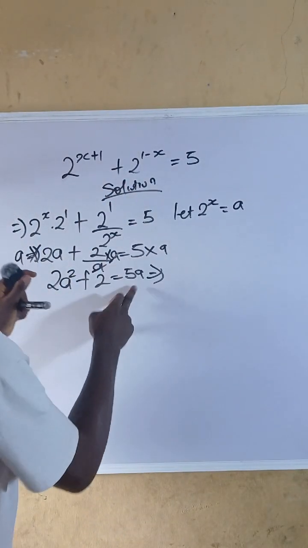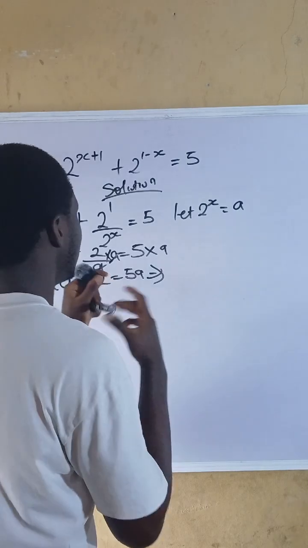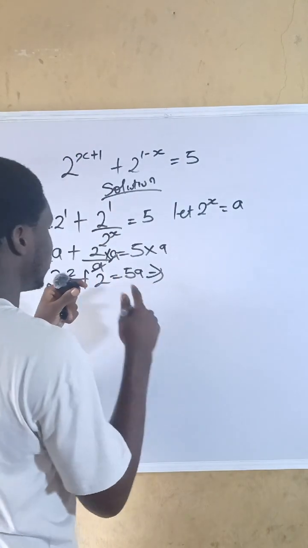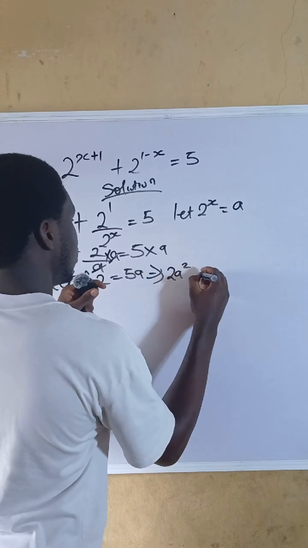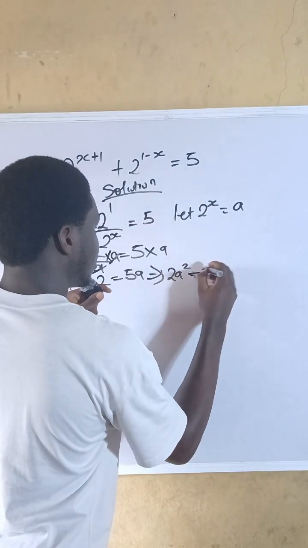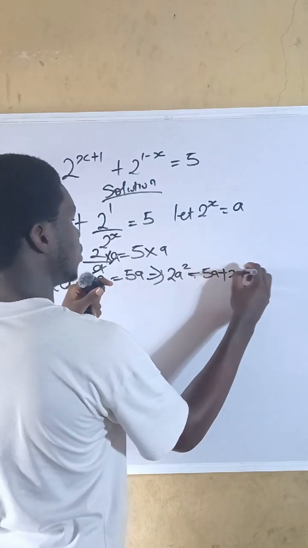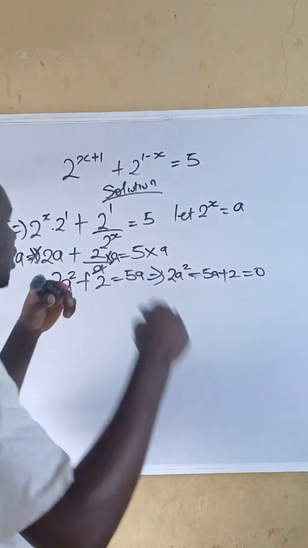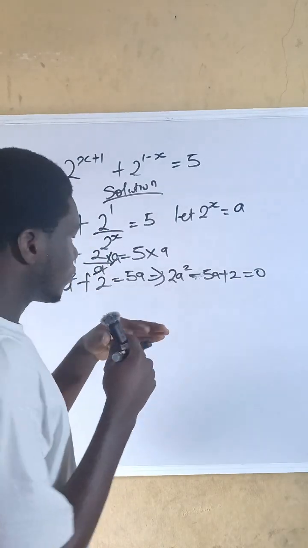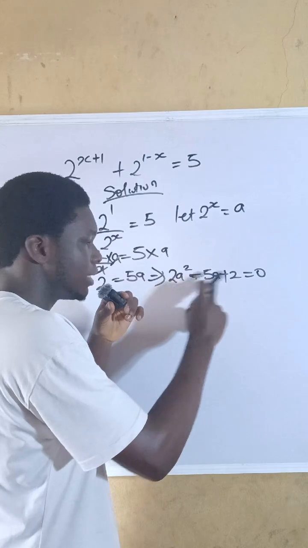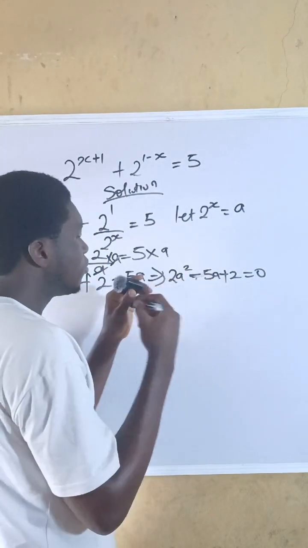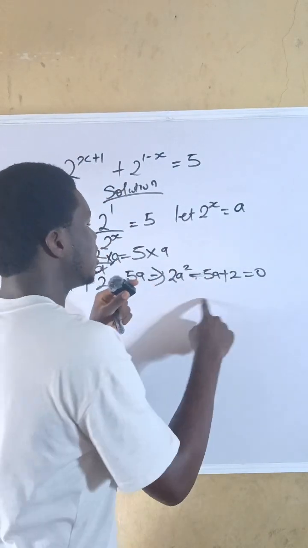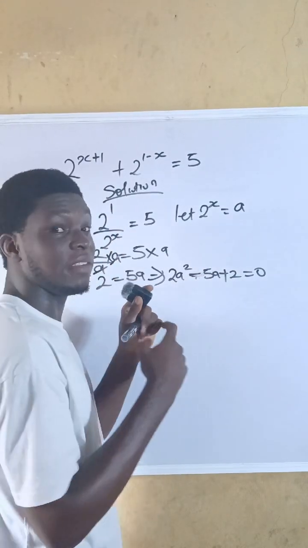Now what do we do next? We carry this 5a to the left hand side, and by so doing you get a negative sign. So we have 2a squared minus 5a plus 2 is equal to 0. Now look at this. We are seeing 2 here and 2 here. 2 times 2 is 4, and we can actually replace this 5a with negative 4a and negative a. Negative 4 minus 1 will give us negative 5. Now let's do that.